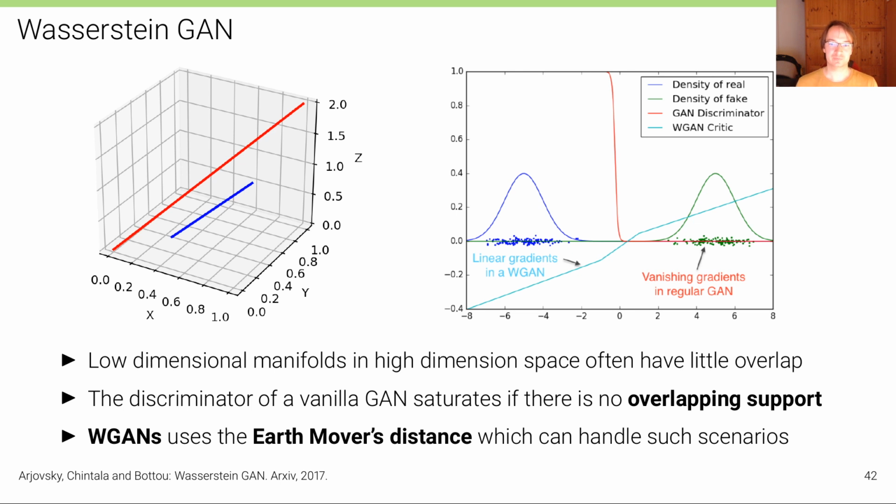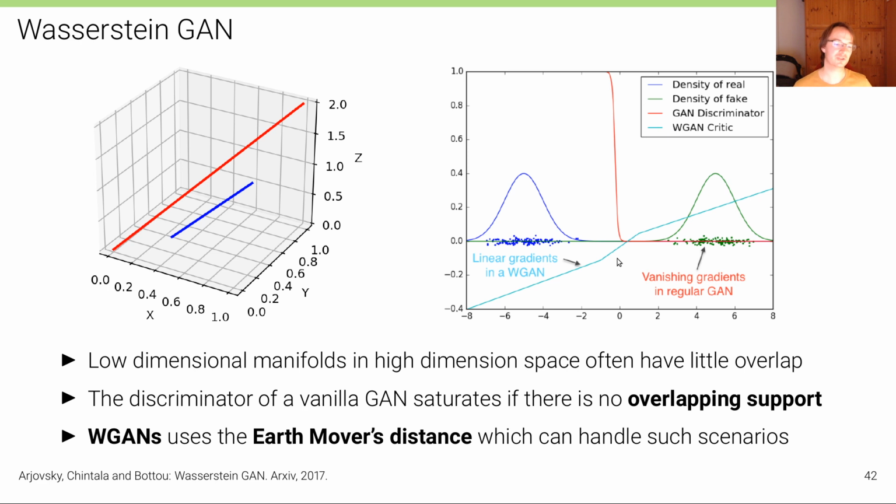One major advance in the field of GANs was the so-called Wasserstein GAN. In the Wasserstein GAN paper, it was observed that low-dimensional manifolds in high-dimensional spaces often have little overlap, as illustrated here by these two lines. This is just an example of what happens with image manifolds. They also observed that the discriminator of a vanilla GAN saturates if there is no overlapping support. So if we have these two modes with no overlapping support, then the GAN discriminator saturates in these regions because there are no gradients.